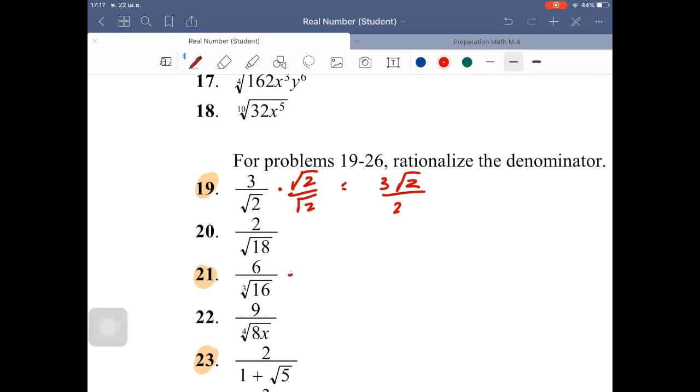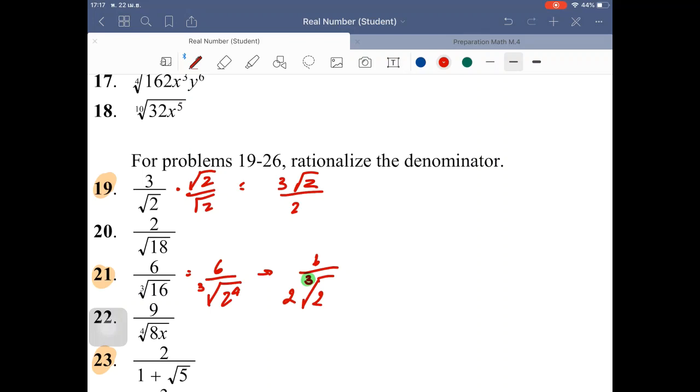Question 21. Firstly, you have to simplify the radical first. What do you get? To the power of 4. Then take 2 out of the denominator. You need to have 3 common numbers in order to take it out of the radical. So which number should you multiply? You should multiply the cube root of 2 to the power of 2.